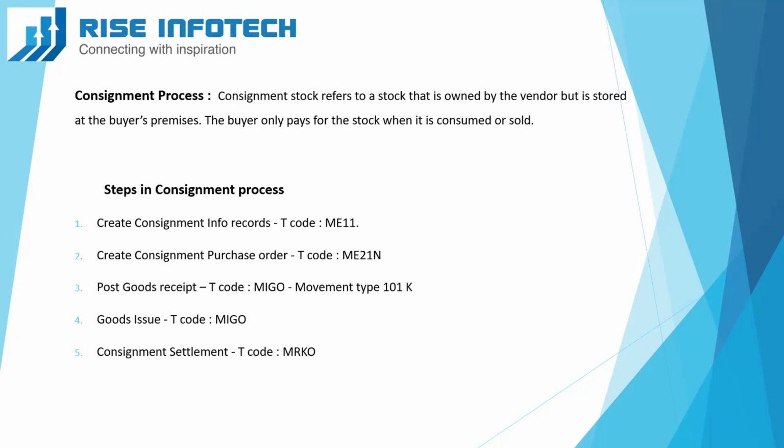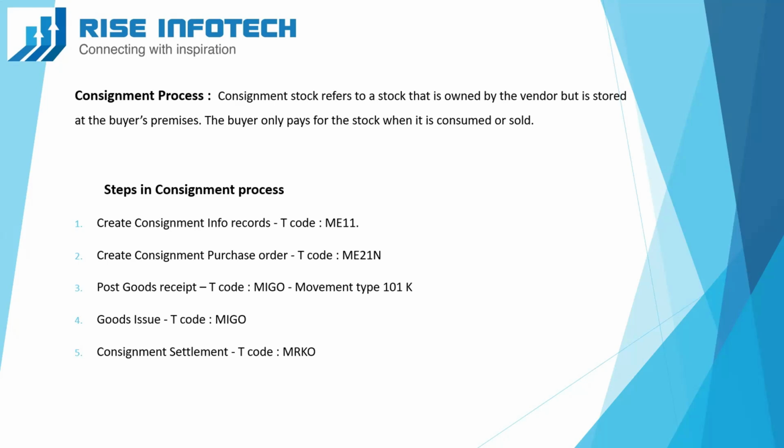Coming to the steps to create the consignment process: we need to create the consignment info record, and the T code is ME11. Next, to create the consignment purchase order, that is ME21N. Next is to post the goods receipt. The T code is MIGO, and the movement type is 101K. We have different movement types; for consignment we have to maintain K, and for pipeline, the next one is there.